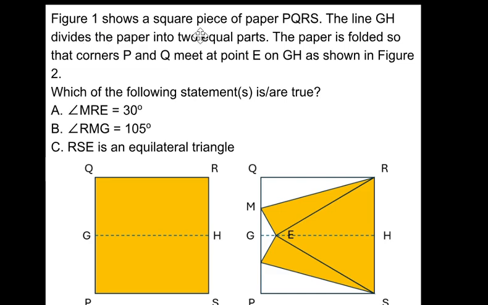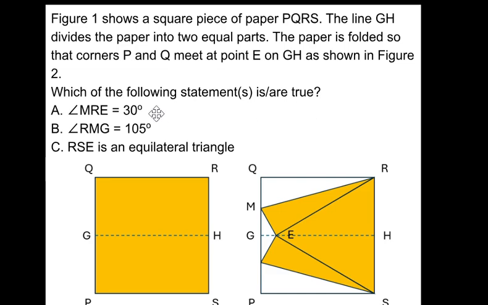Figure 1 shows a square piece of paper PQRS. The line GH divides the paper into two equal parts. The paper is folded so that corners P and Q meet at point E on GH as shown in figure 2. Which of the following is or are true?